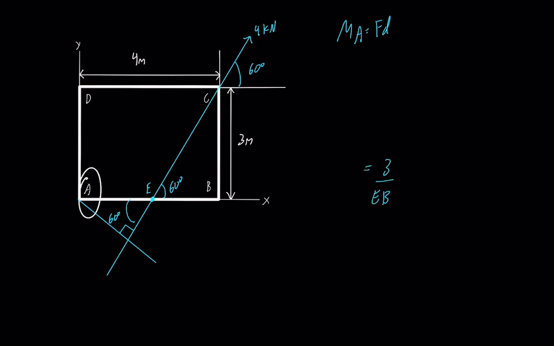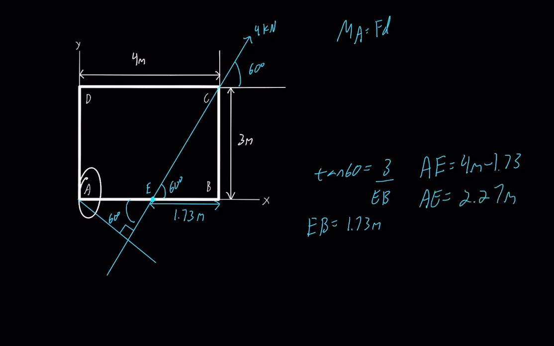Let's do that. So we have 3 over EB, which is equal to tangent 60. You can use cosine or sine, but you're going to be left with two unknowns. So going with tangent optimizes our chances of solving this problem. And once you plug that in, you should get a value of 1.73 meters. So that's our line segment of EB. And AE is simply the 4 meters minus whatever we just got, the 1.73 meters. And as a result, we get 2.27 meters for line segment AE.